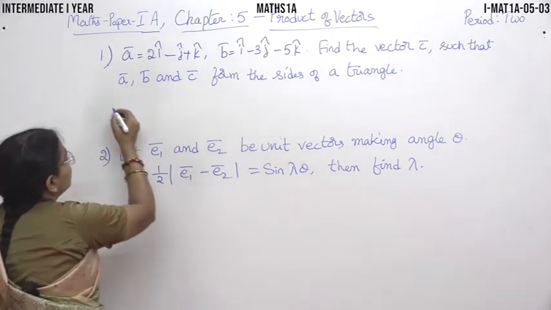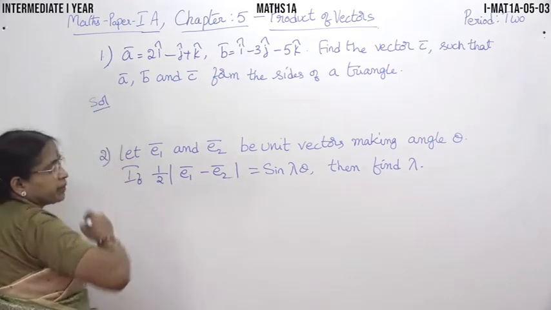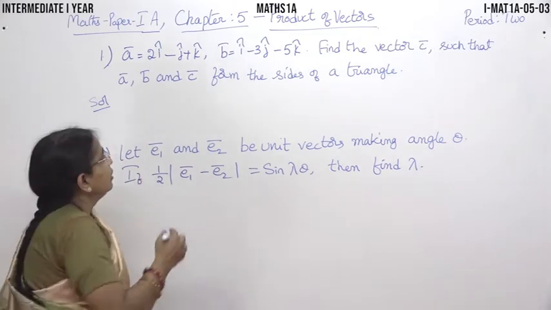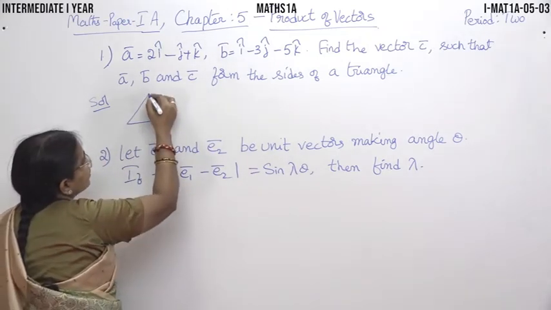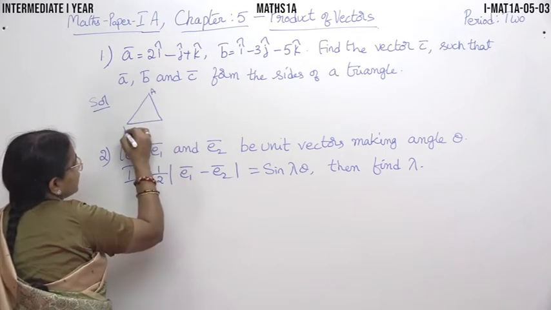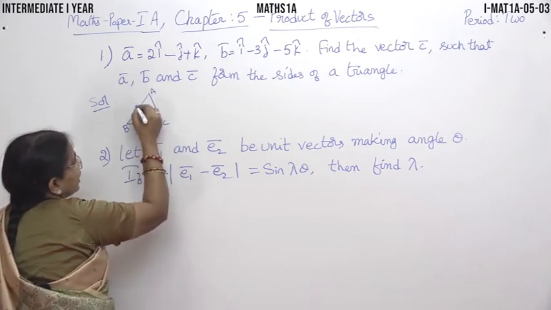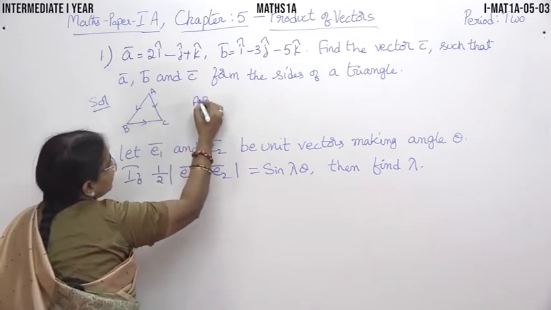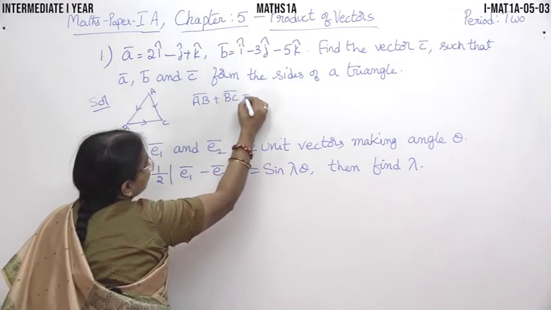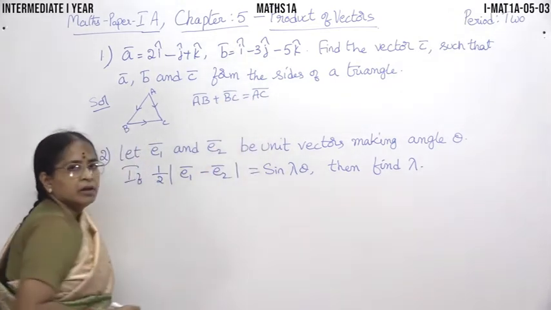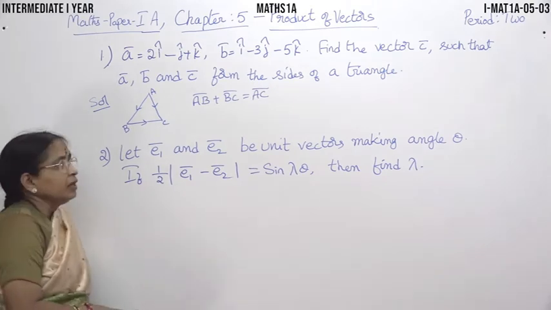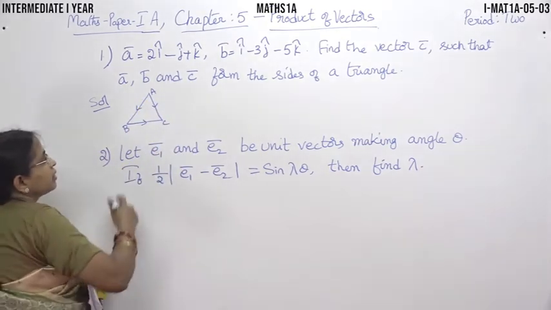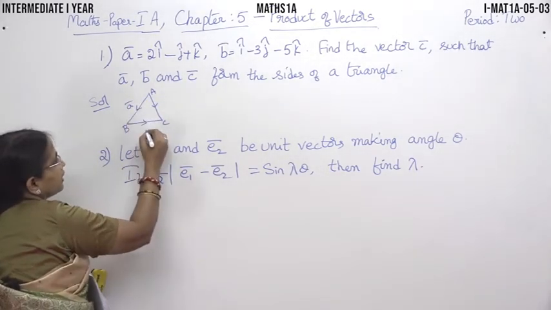Now in first chapter, in addition of vectors, you have learnt the triangle law of vectors. What is the triangle law of vectors? Suppose that ABC is a triangle, then AB plus BC is equal to AC. You have AB plus BC is equal to AC. This is the property that you studied in triangle law of vectors.